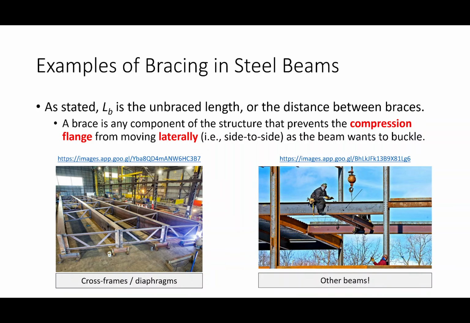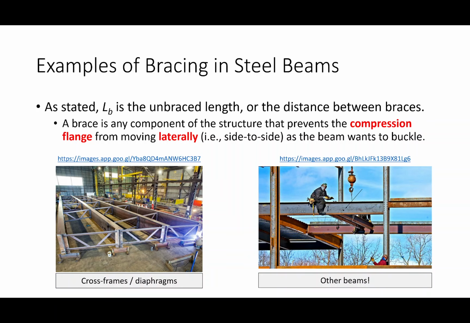So if there's something that prevents the top flange or the compression flange from buckling, that's going to be acting as a brace. For example, here I have some steel beams or steel plate girders that are going to be used in a highway bridge. And we can see, here's the beams. Let's say these beams are, I don't know, 120 foot long, okay? The beam might be 120 foot long, but the distance between the braces might only be 20 feet, okay? So in this case, L would be 120 feet, but Lb would be 20 feet, okay?